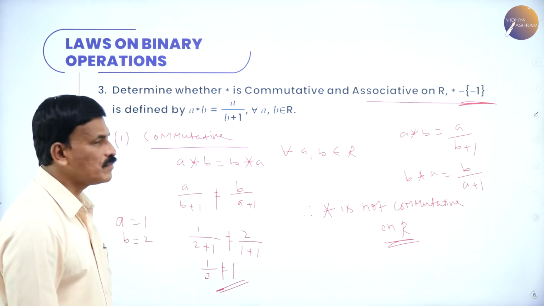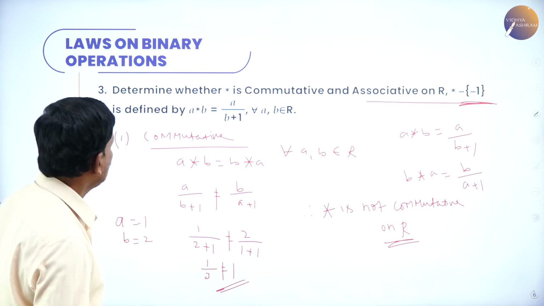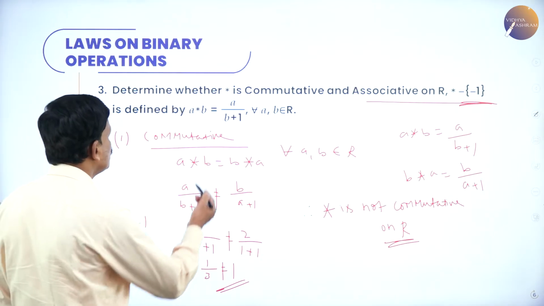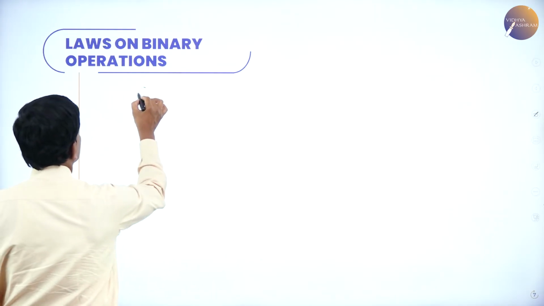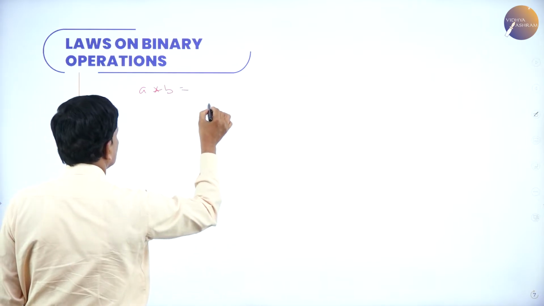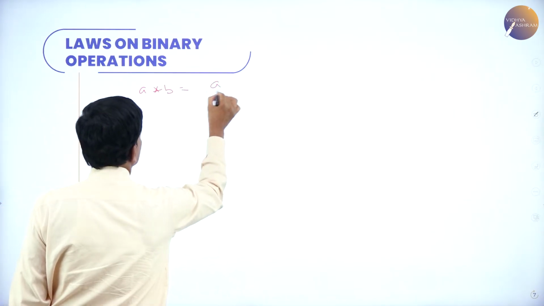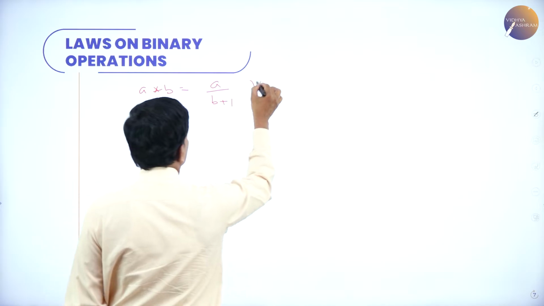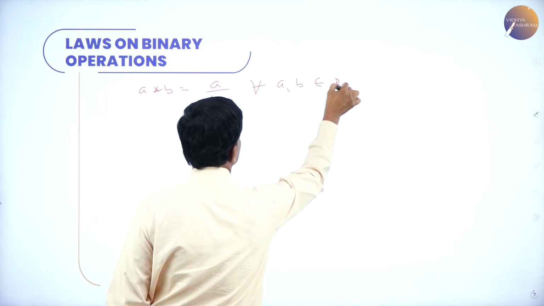Okay. Now let us come to the second part. What is the second part? Associative property. I will go to the next page. Associative property. What is given? A star B is equal to A by B plus 1 for all A, B belongs to R.